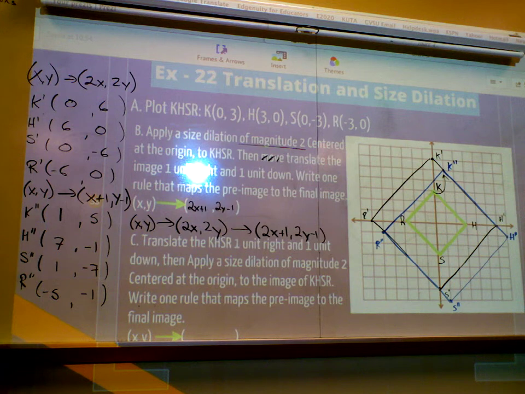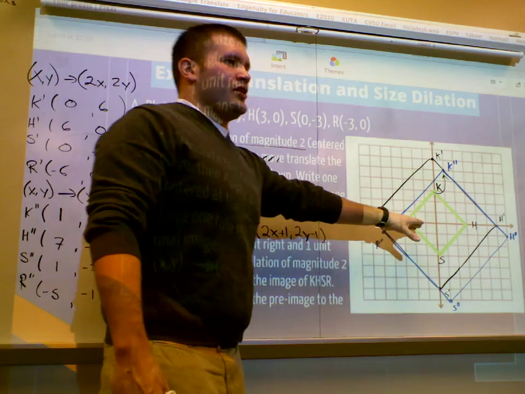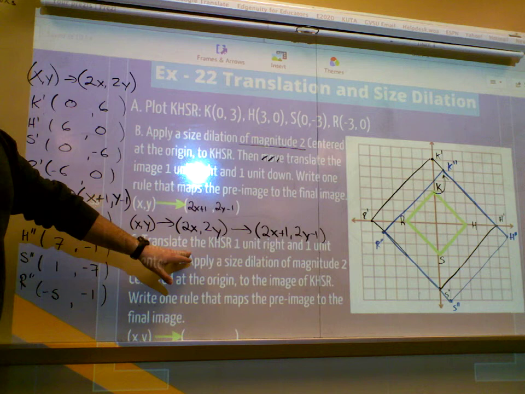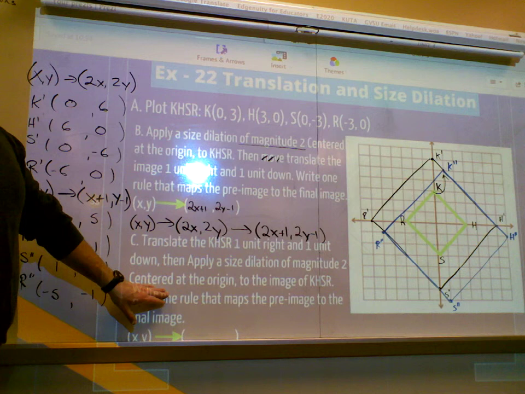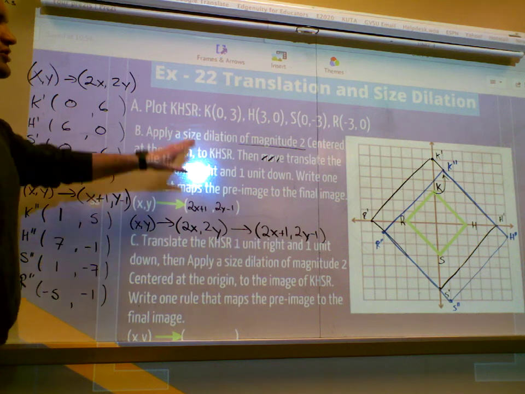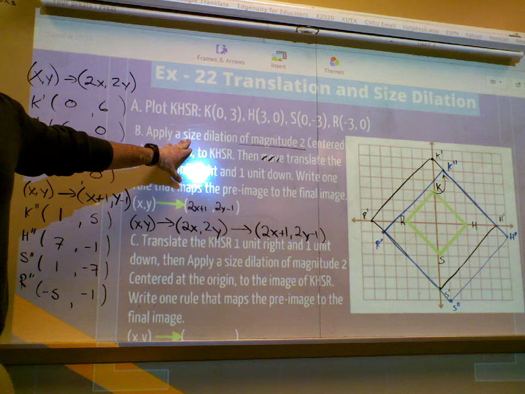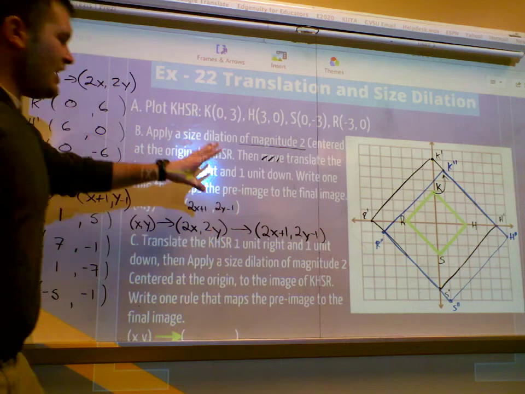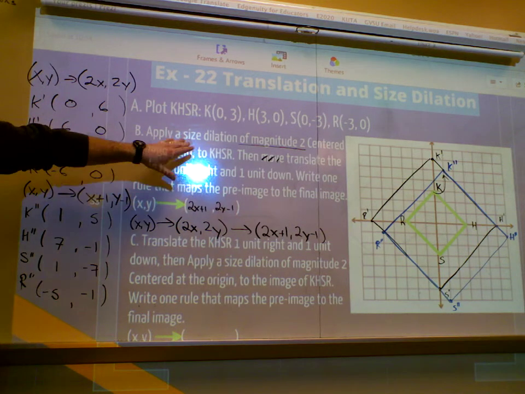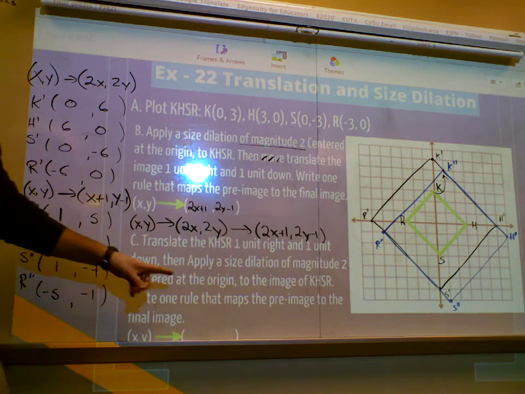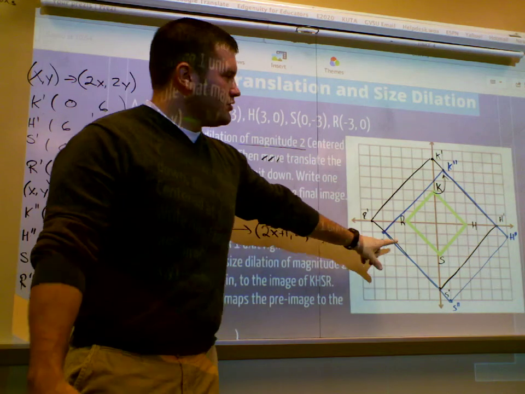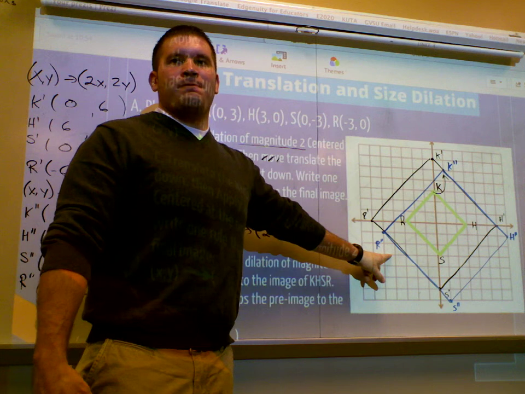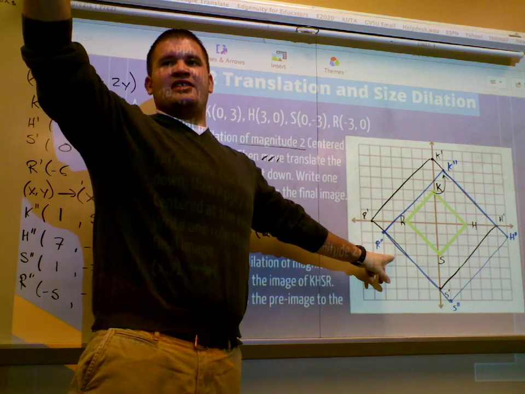Are we starting from the green one? We're starting from the green one, yep. Starting from the green one, applying 1 unit right, 1 unit down, and the size change of magnitude 2, will we get the same image as we did in part B when we went in the reverse order? We're going to apply the same transformations we did in part B, just in the opposite order. Will our blue square be in the same spot? Who thinks yes, the blue square will be in exactly the same spot?